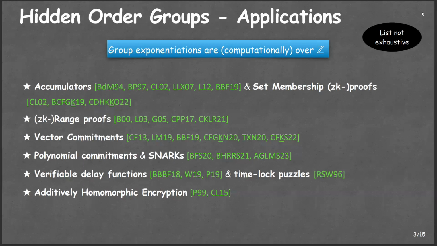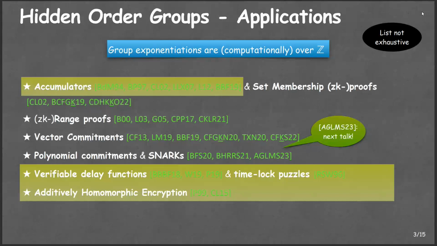This has given rise to many nice cryptographic primitives like accumulators, set membership proofs, range proofs, vector commitments, polynomial commitments and SNARKs, verifiable delay functions, time-lock puzzles, additively homomorphic encryption, and the list is not even exhaustive. Even the next talk is going to be about polynomial commitments from hidden order groups. And I want to make a bold statement: specifically for accumulators, verifiable delay functions, and additively homomorphic encryption, if we do not care about post-quantum security, then the best candidates that we have to date are from hidden order groups. For example, for additively homomorphic encryption, we don't have any candidate from pairings or the D-log setting.